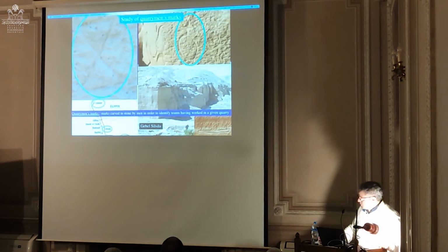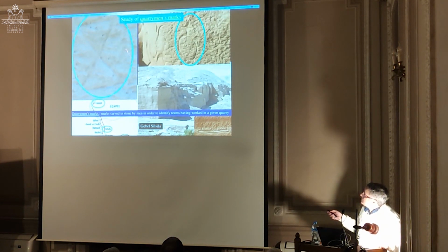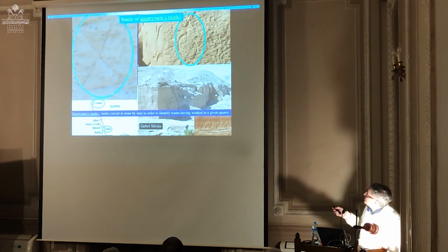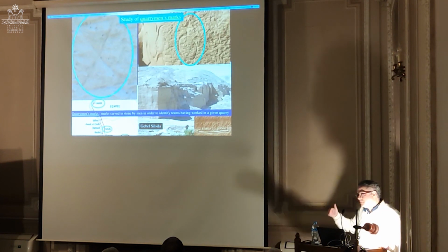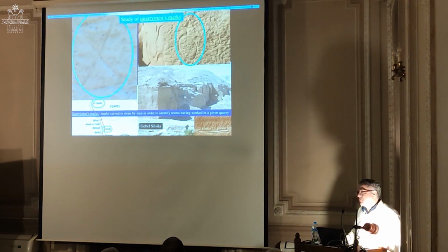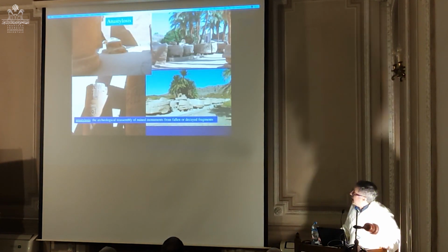The question of the quarry marks: there are two types of quarry marks that we are able to identify. One like this, like an hourglass, and another one like this one, and this seems to be connected to the site of Jebel el-Silsileh to the south of Luxor. Anastylosis is an important factor.